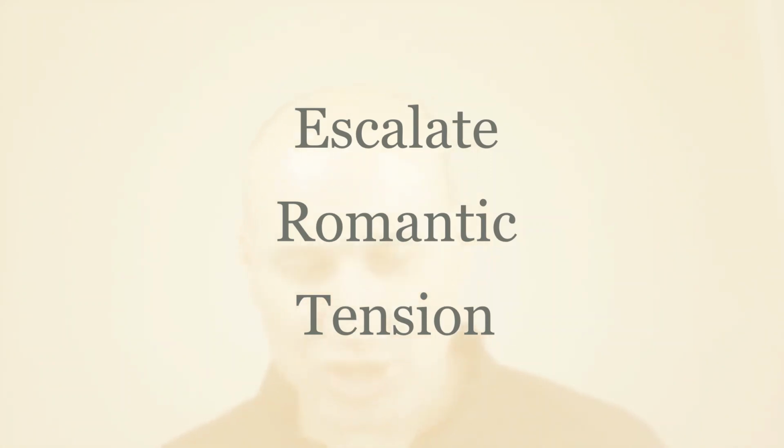Okay, here's the 3rd tip. You build romantic tension in 2 ways. You either increase the desire or you decrease the character's ability to release the tension. Romantic tension, remember, is based on 2 factors. It's based on how much the characters desire each other and their inability to be able to fulfill that desire.